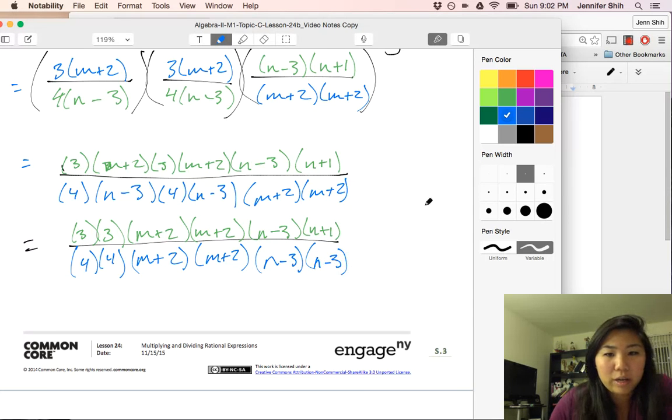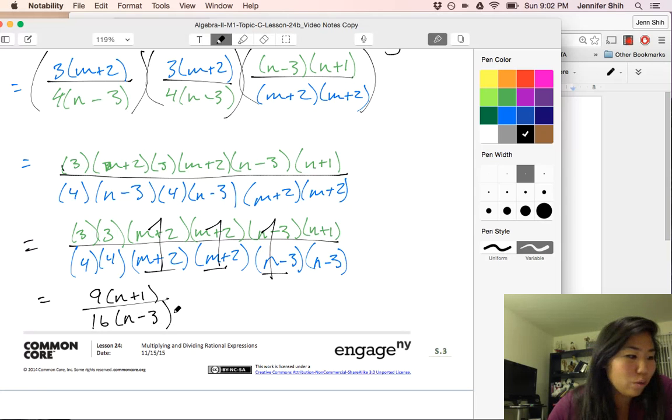So with this, I can't cancel this out, but I can cancel out these factors, and these factors, and I can be left with 3 and 3 is 9, n plus 1, and 4 and 4 is 16. And I have n minus 3 left over. Let's see, all the n's are lined up.